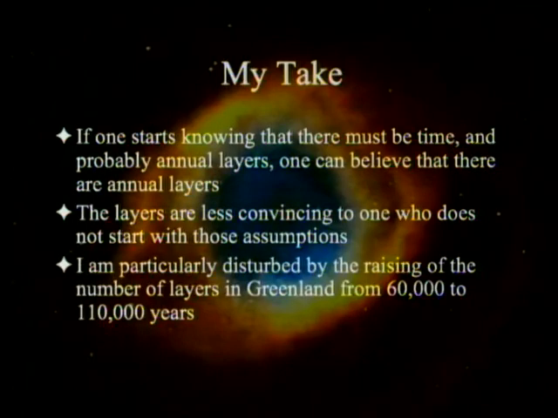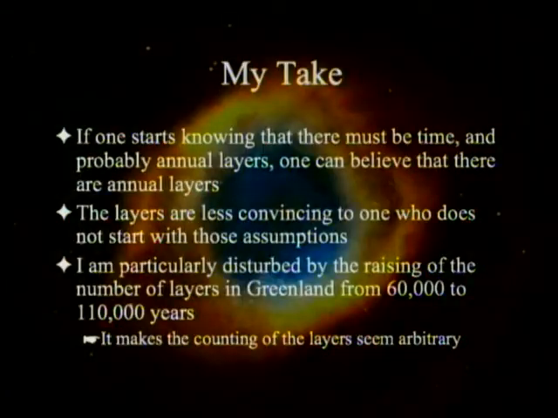And I am particularly disturbed by the raising of the number of layers in Greenland from 60,000 to 110,000 years. That seems to me to say that the layers are at least partly subjective, and it raises the question of whether they're all subjective. I think that early on the layers are probably better preserved and therefore probably more reliable.